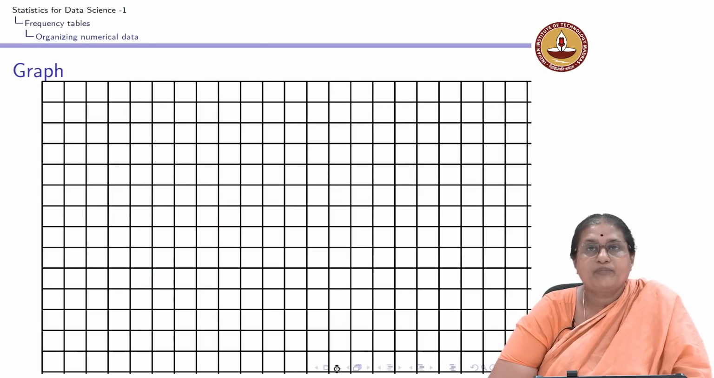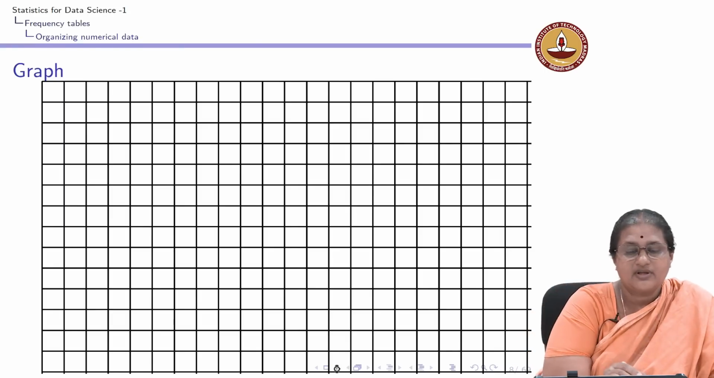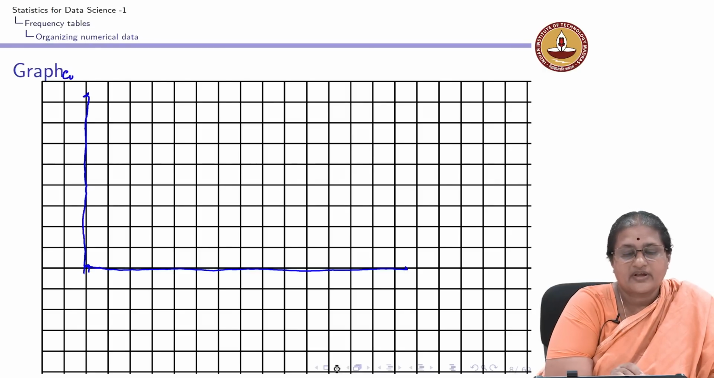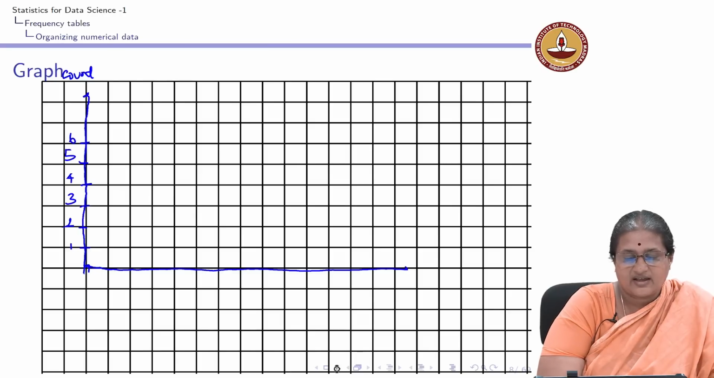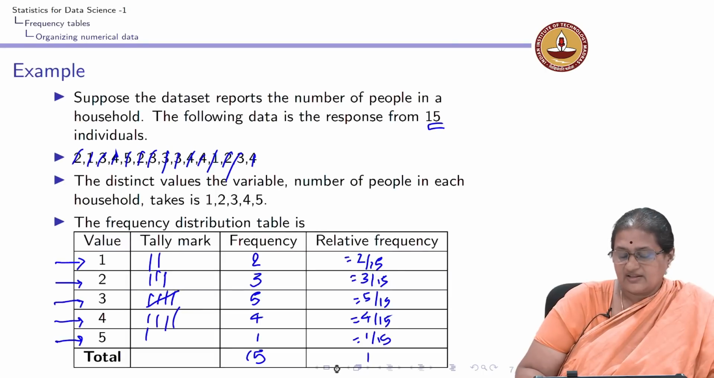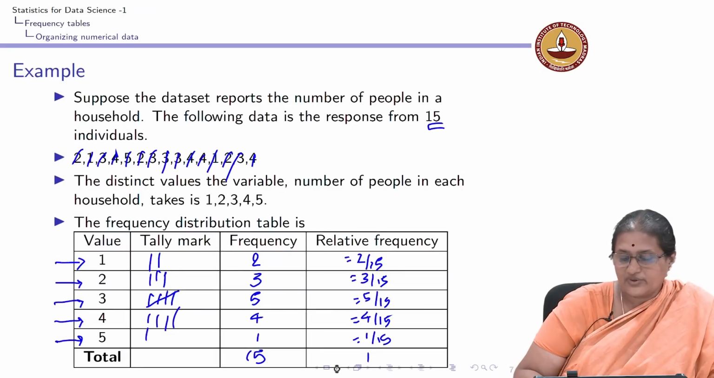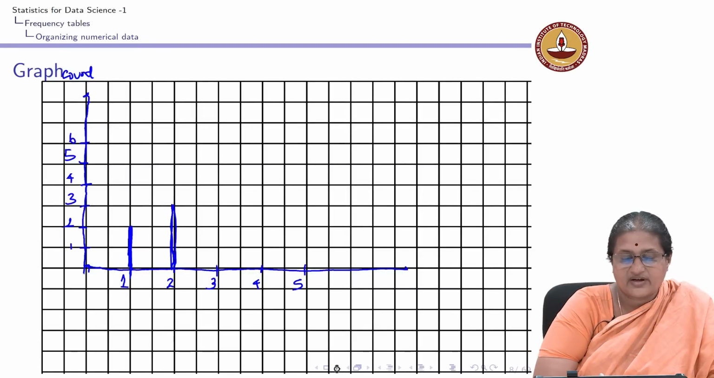Now given this, I can plot this. Again, we have seen how we plotted the data. So I can plot this data in the following way. I have my y-axis, I have my x-axis here. Let me give the count on the y-axis: 1, 2, 3, 4, 5, 6. I have my data on the x-axis: 1, 2, 3, 4 and 5. The count of value 1 is 2, so I have a bar of height 2 here. Count of 2 is 3, so I have a bar of height 3 here.